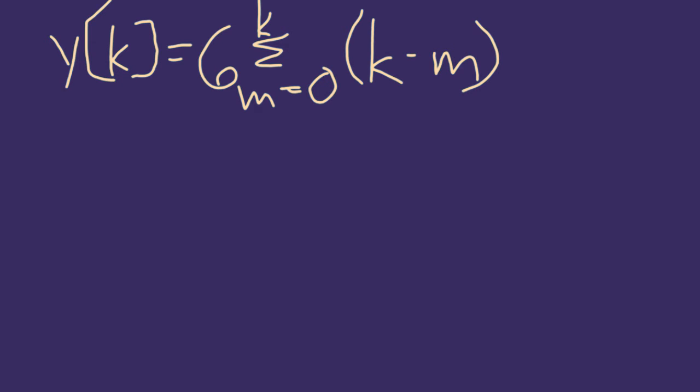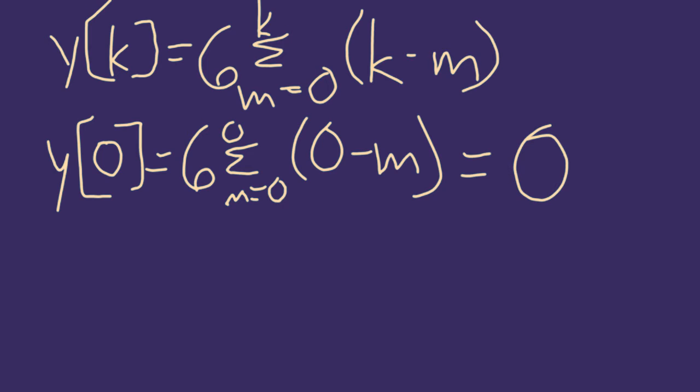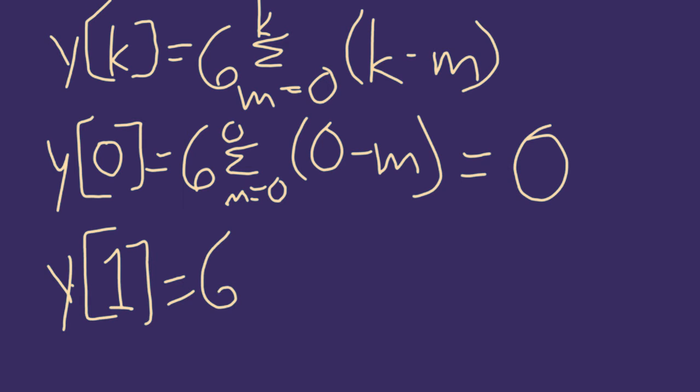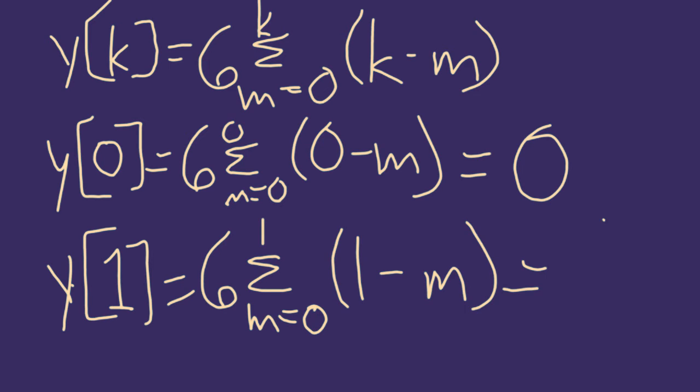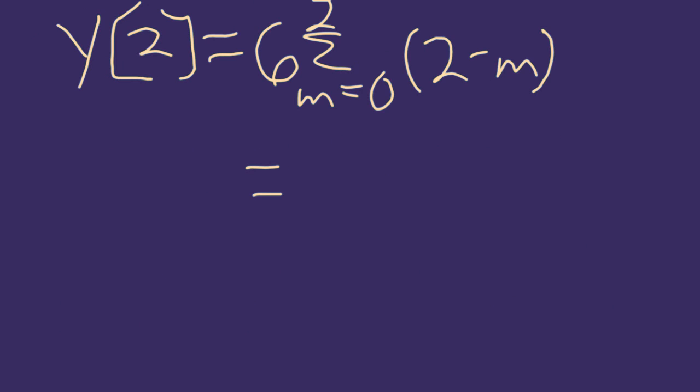If we want to solve for y sub 0, we do 6 summation from m equals 0 to 0 of 0 minus m, which is just going to be 0. And y sub 1 will then be 6 summation from m equals 0 to 1 of 1 minus m, which is just going to end up equaling 6. In the same format, y sub 2, when you solve that out, is going to equal 18.